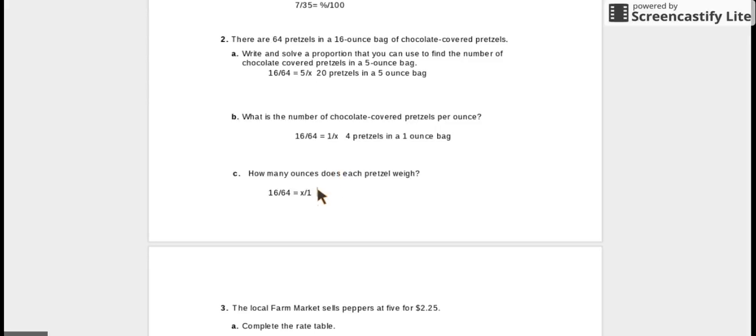And again, we solve by multiplying the partners and dividing by the loner. So 1 times 16 is 16. 16 divided by 64 is 0.25. So there are 25 hundredths of an ounce for 1 pretzel.